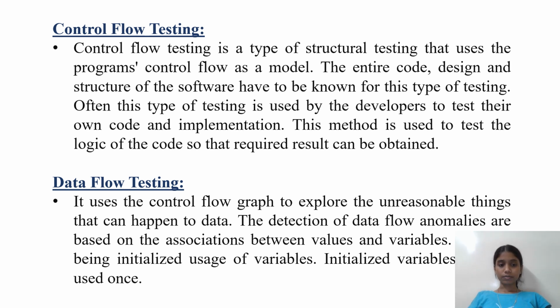Data flow testing. It uses the control flow graph to explore the unreasonable things that can happen to the data. The detection of the data flow anomalies is based on the association between the values and the variables in the code, such as uninitialized usage of the variables, or initialized variables that are used only once.